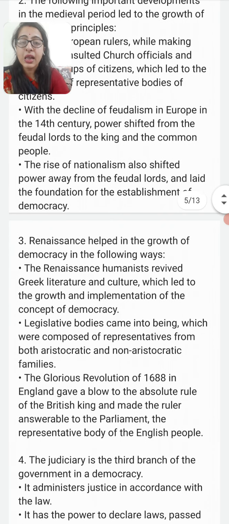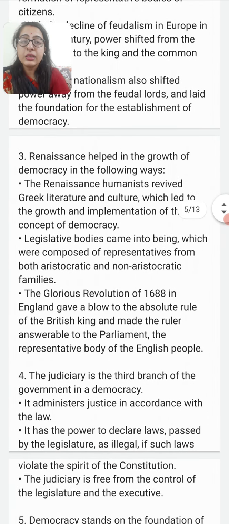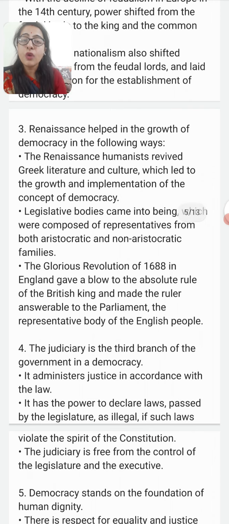Okay. Now, the third question is: how did the Renaissance movement help in the growth of democracy? The Renaissance helped in the growth of democracy in the following ways. First, the Renaissance humanists revived Greek literature and culture, which led to the growth and implementation of the concept of democracy. And the second point is that legislative bodies came into being which were composed of representatives.